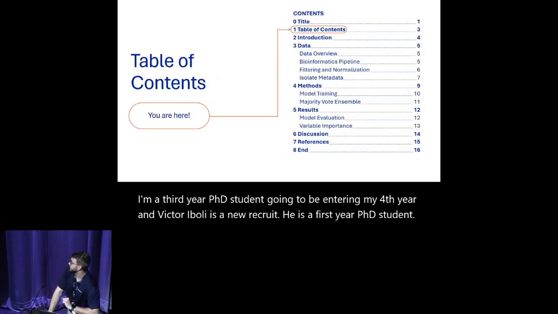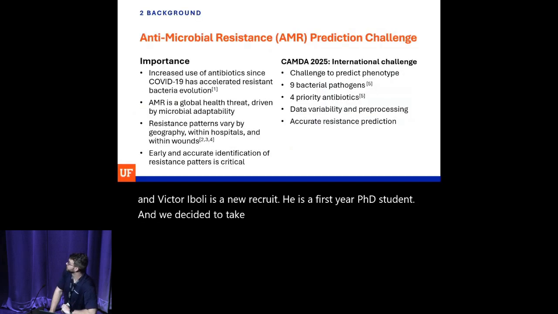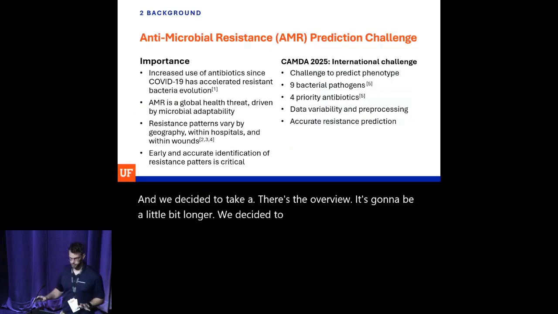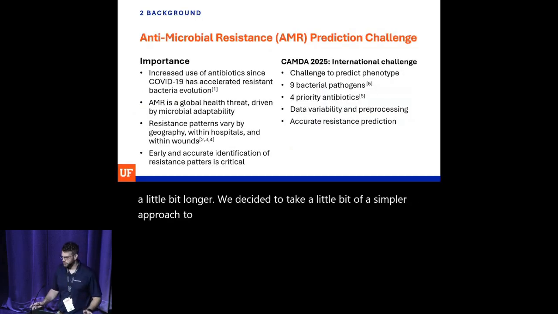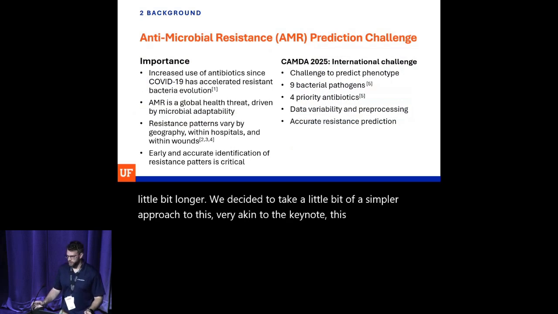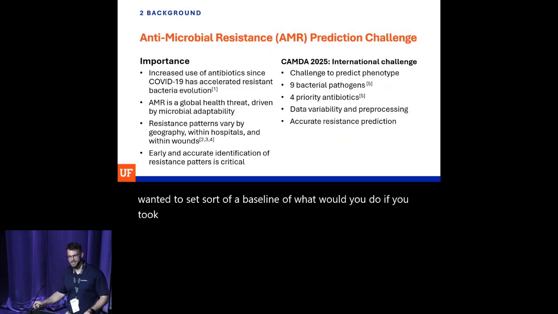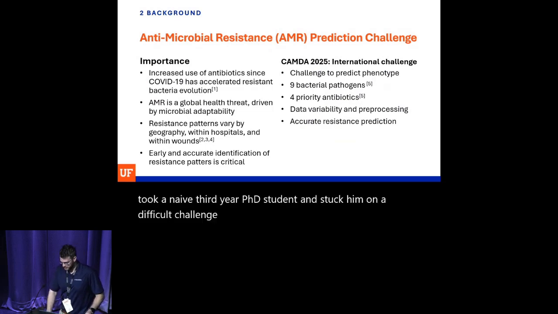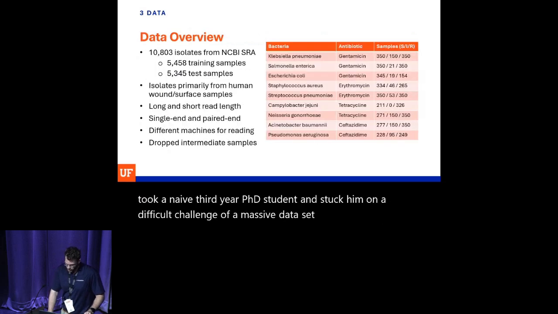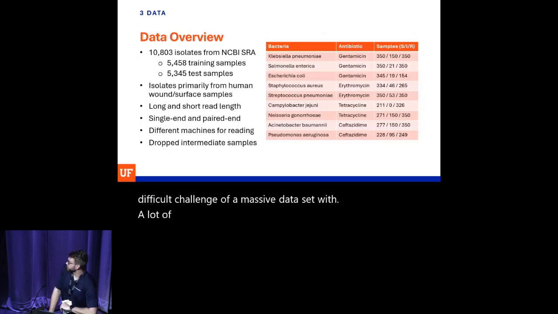And we decided to take, there's the overview, it's going to be a little longer. We decided to take a little bit of a simpler approach to this, very akin to the keynote this morning. We wanted to set sort of a baseline of what you would do if you took a naive third-year PhD student and stuck them on a difficult challenge of a massive data set with a lot of difficulties. So I'll go over the data set in a little bit more detail.